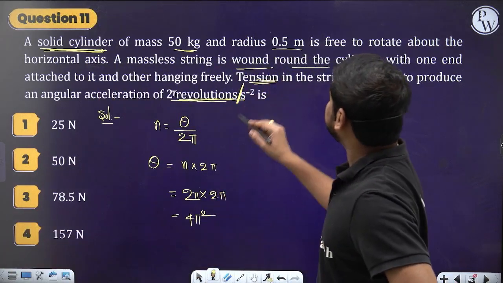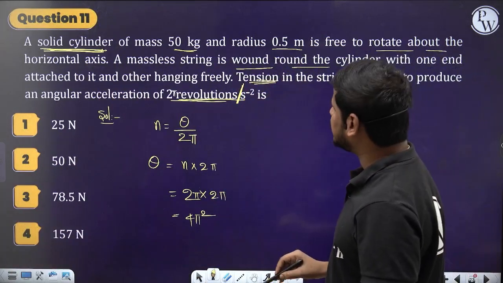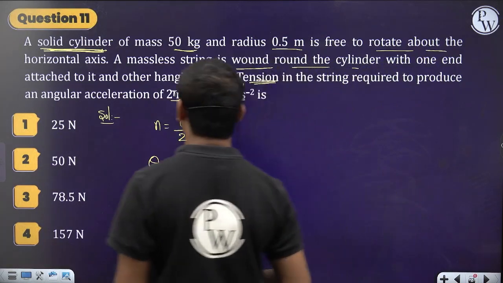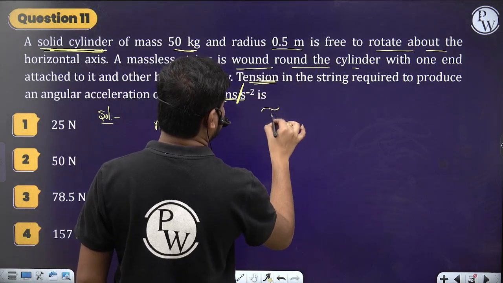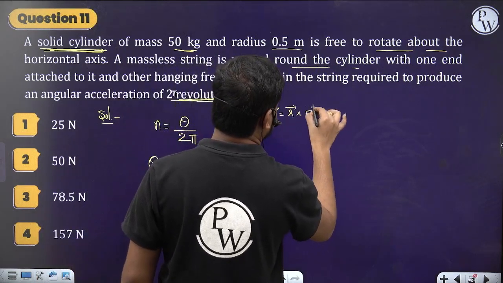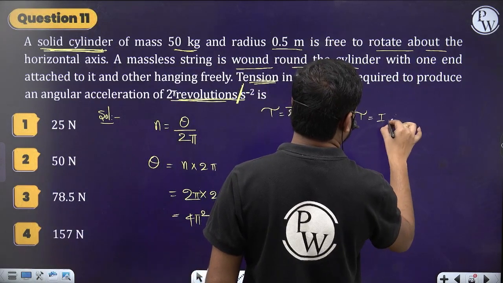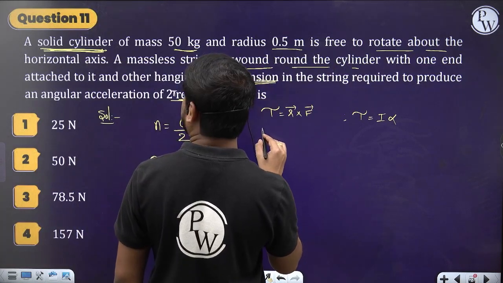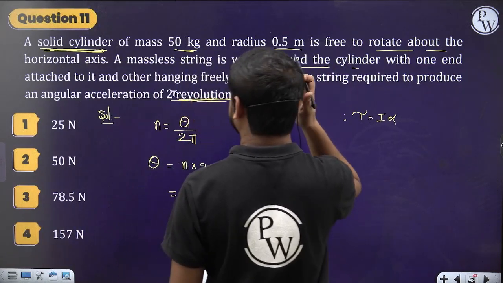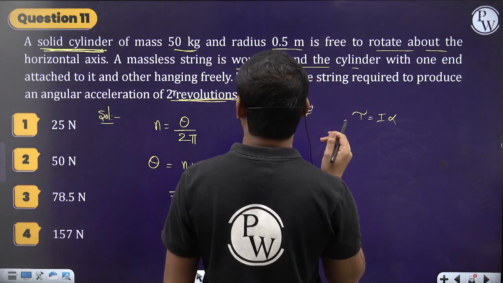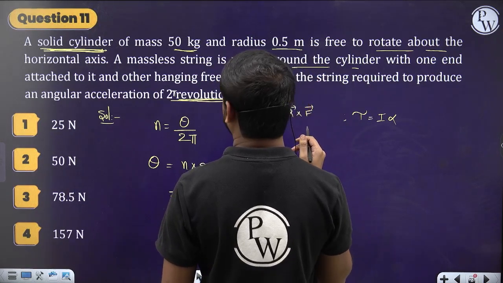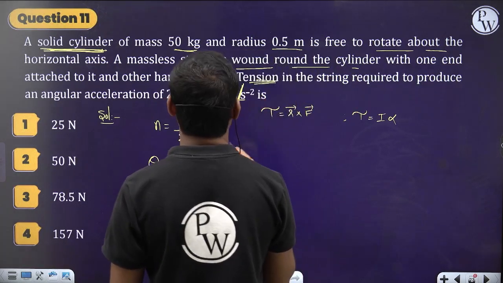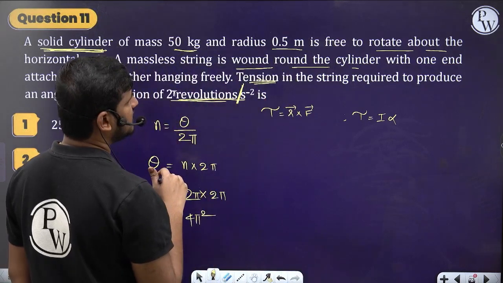So then see here, it is free to rotate about the horizontal axis. A mass is so fine. So one end attached to the another end. So fine. So we have got theta. So can we find the torque is equals to R cross F, and then the torque is equals to I alpha. The torque is equals to I alpha. So now, the tension in the string to produce an angular acceleration of 2 pi revolutions per second square. It is free to rotate initially.